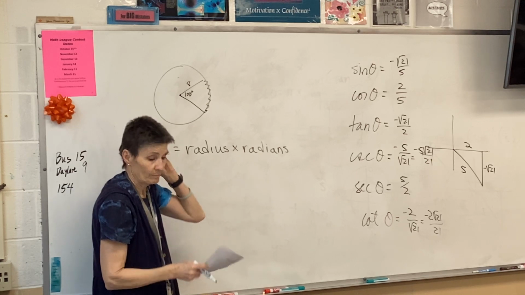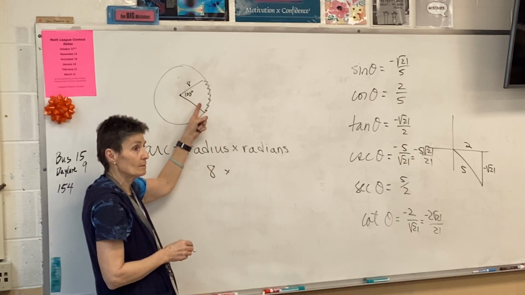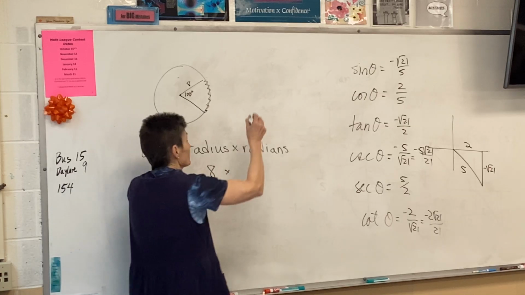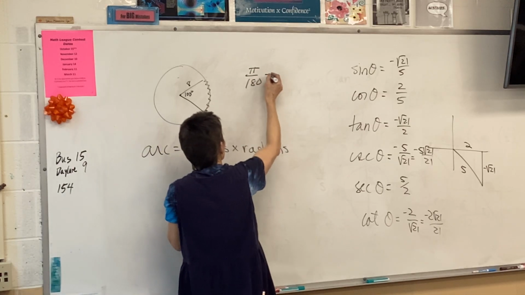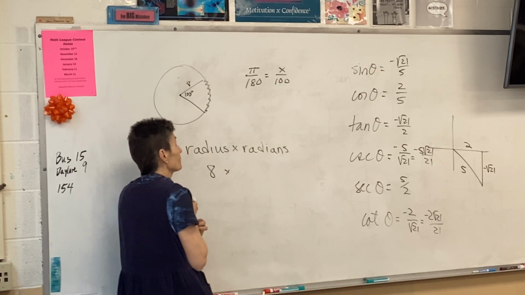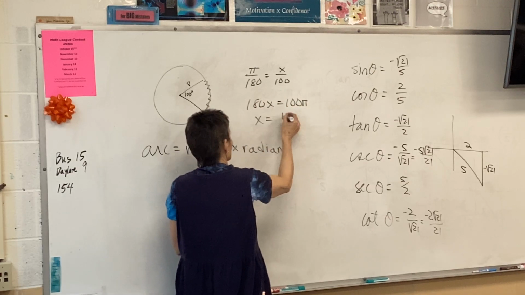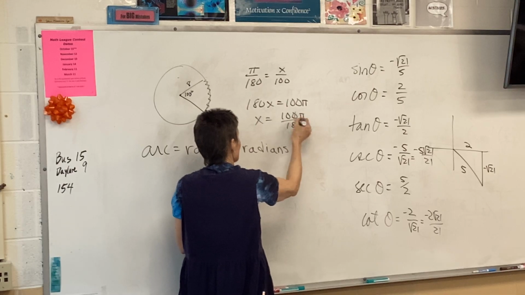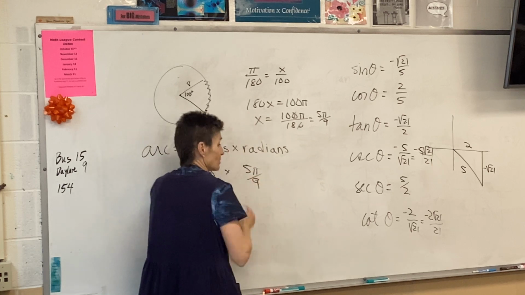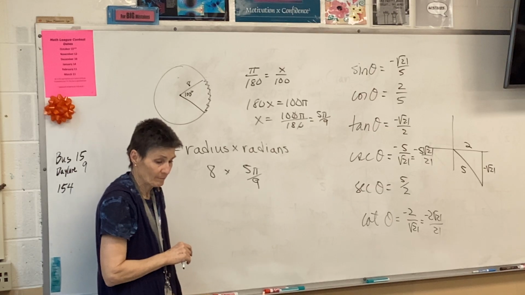What's the problem? The radius is 8. Radians are 5 pi, but that is a degree. So I'm going to change that into radians. So pi over 180 equals x over 100. So 180x equals 100 pi. I don't remember what you said, did you say 5 pi over 9? You're right. That's what you said. All right, I'll let you catch up with my arithmetic there.